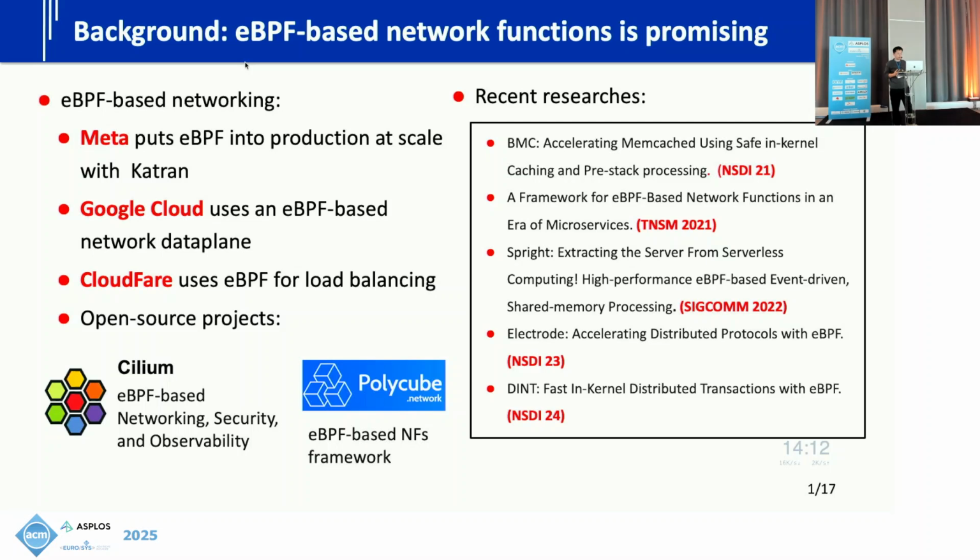In today's network, implementing network functions using eBPF has become a trend. On one hand, eBPF-based network functions are widely deployed in production by well-known companies, including Meta, Google Cloud, and Cloudflare. For example, Meta put eBPF into production at scale with its load balancer project. And beyond that, there are many research and open source projects implementing network functions based on eBPF. Examples include the Polycube and Slim projects and the literature we list on the right side.